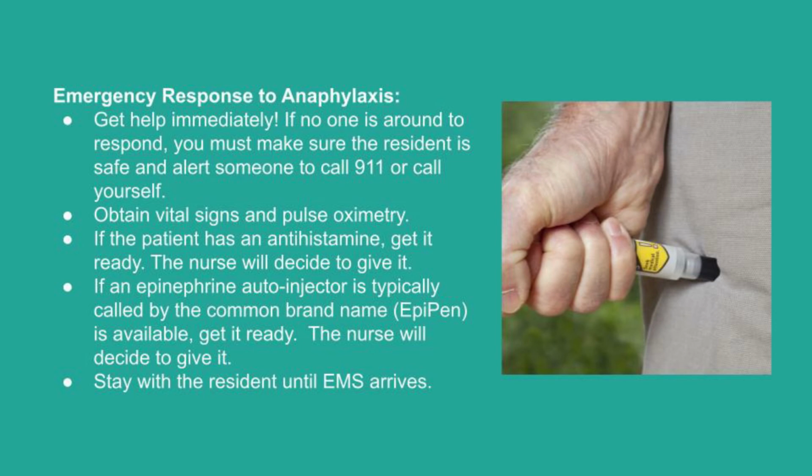Obtain vital signs and pulse oximetry. If the patient has an antihistamine, get it ready and the nurse will decide to give it. Now, if an epinephrine auto-injector, which is typically called an EpiPen, is available, get it ready and the nurse will decide to give it. And then stay with the resident until emergency medical services arrive. Depending on her response to the EpiPen and maybe even an antihistamine, they may decide whether or not to take her into the emergency room.